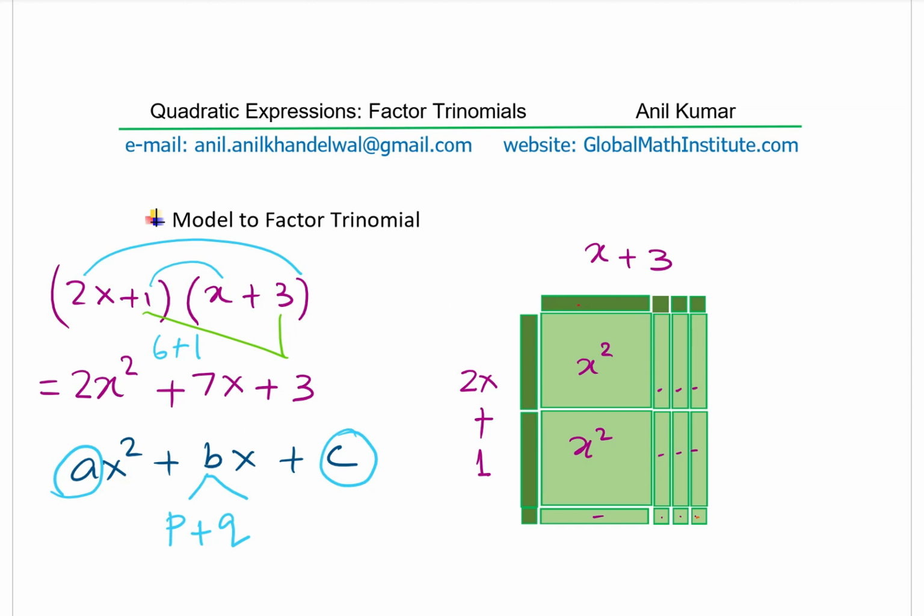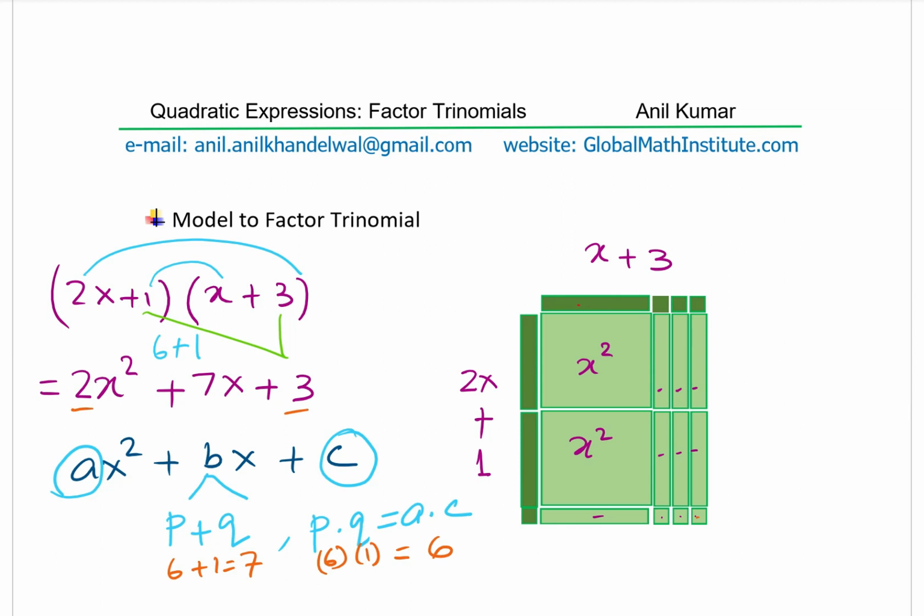So we are looking for two numbers p and q whose sum is b and whose product is a times c. So the product of p and q should be a times c. Now in this particular case, you can correlate to the situation. We have 6 plus 1, which is equal to 7, and 6 times 1, which will give you 6, which is 2 times 3. Does it make sense to you? So this is the concept of factoring.